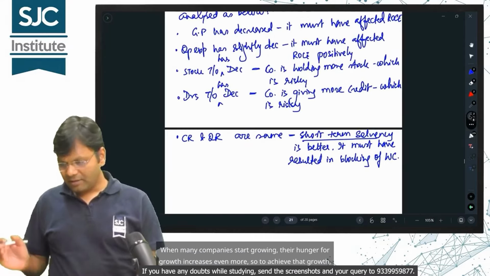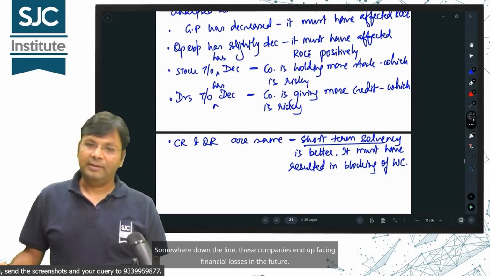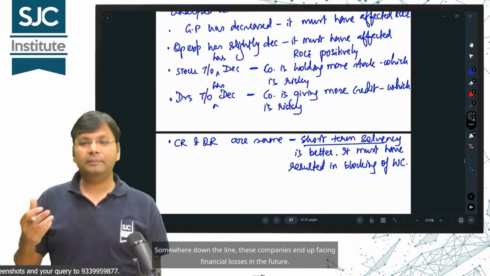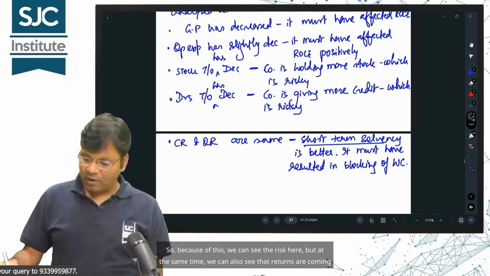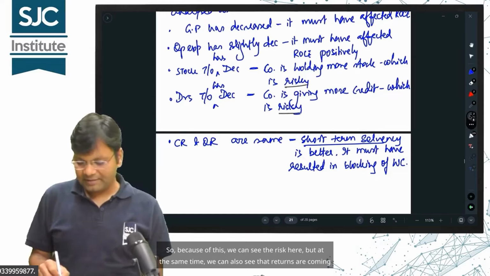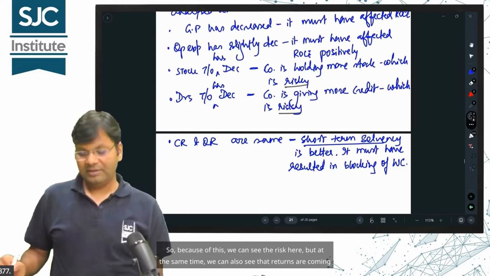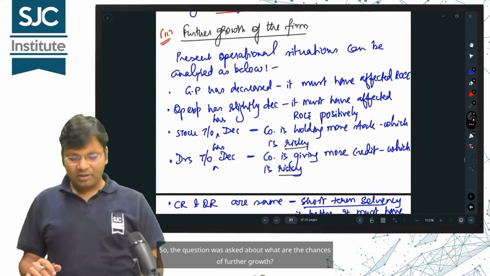When many companies start growing, their hunger for growth increases even more, so to achieve that growth, they often take wrong decisions like keeping excess stock or giving more credit to debtors just to show that sales are increasing. Somewhere down the line, these companies end up facing financial losses in the future. So, because of this, we can see the risk here, but at the same time, we can also see that returns are coming in. But somewhere, due to the working capital getting blocked, we can see the risk increasing a bit. So, the question was asked about what are the chances of further growth.